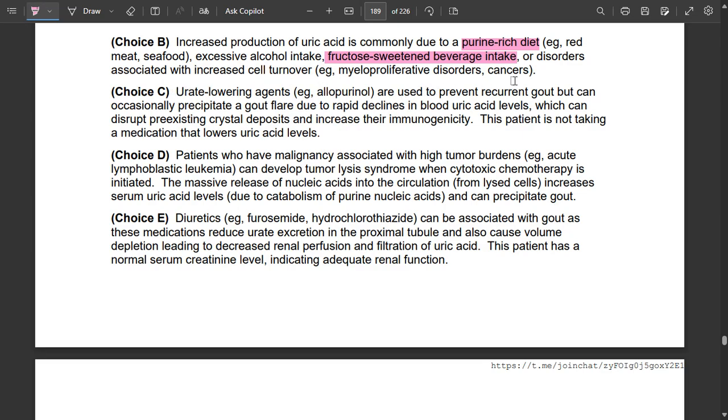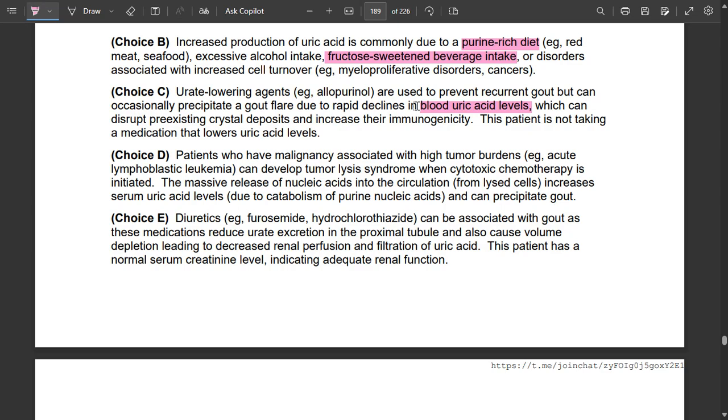Urate-lowering agents like allopurinol are used to prevent recurrent gout but can occasionally precipitate gout due to a rapid decline in blood uric acid levels. If blood uric acid decreases, urate deposits can be disrupted, which can disrupt pre-existing crystal deposits and increase their immunogenicity. Since uric acid levels are acutely decreased, the immune system becomes confused by the existing crystals. This patient is not taking a medication that lowers uric acid level.